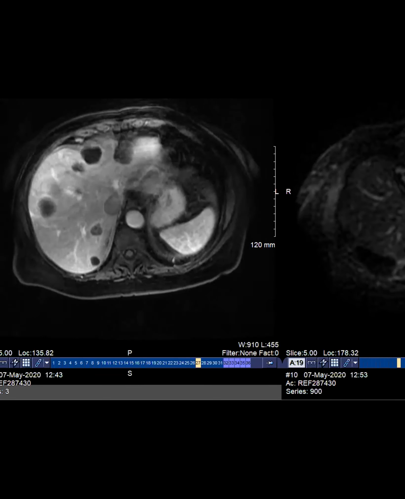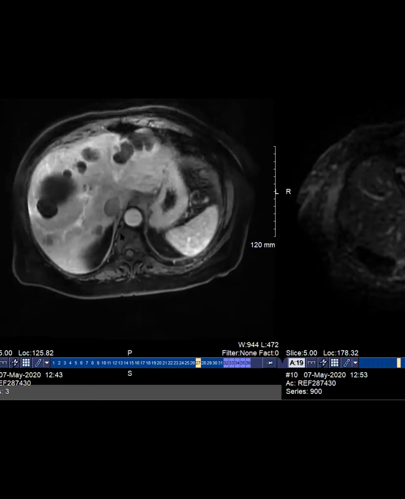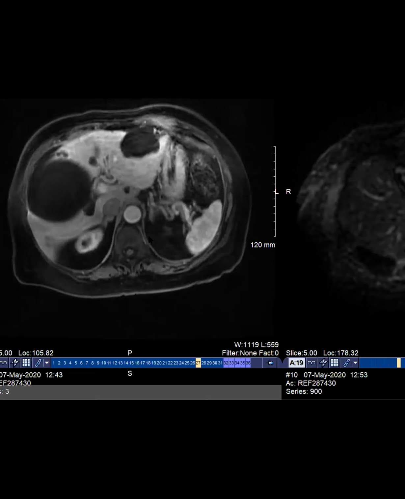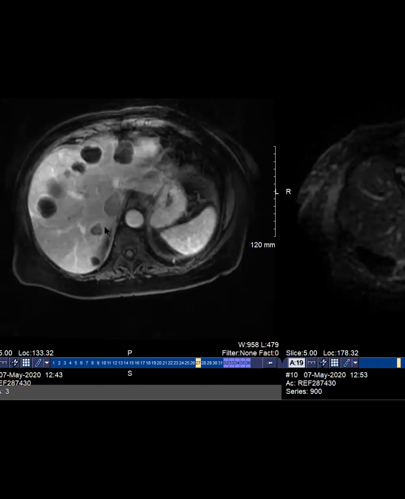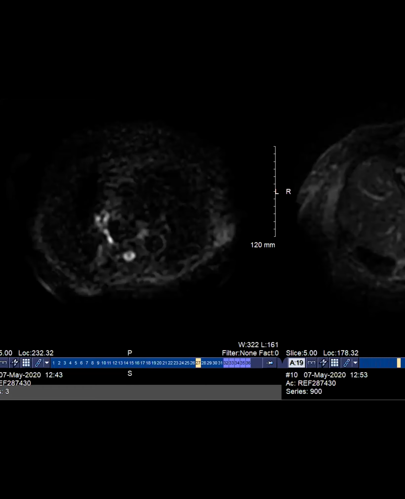Here is the arterial phase. This is an outside hospital MRI, and so the sequences are a little different from what we do routinely. But see how this lesion doesn't really enhance. I mean, there are some thin septations here, but it's not a solid enhancing lesion.